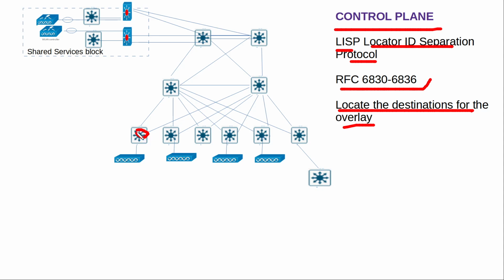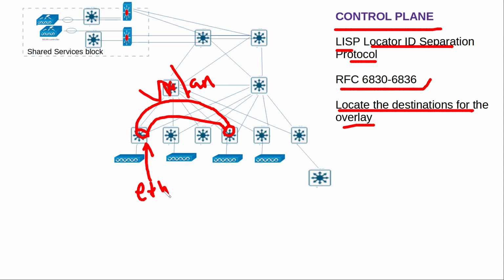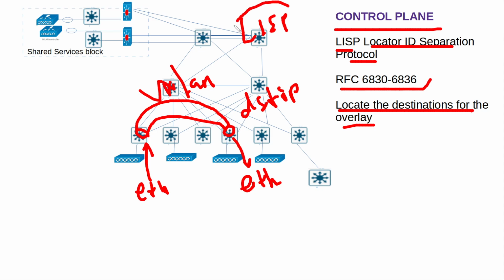Remember that within my fabric, the overlay is in charge of creating these tunnels. And I'm going to use VXLAN in order to move one Ethernet frame from one point of my fabric to another point of my fabric. But the question arises: for every single tunnel that I'm going to create, what is the destination IP address that I'm going to use to create this tunnel? And that is where LISP kicks in. LISP will tell me what is the destination IP address that I'm going to use to build these VXLAN tunnels.